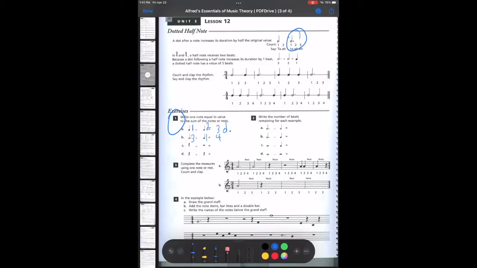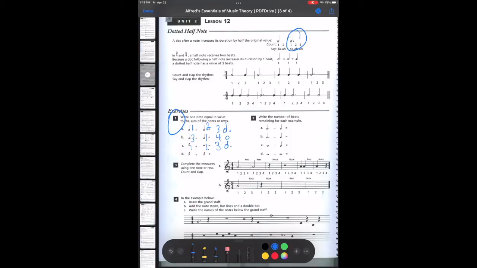Let's see. Continue on. This rest gets 1 beat. This rest gets 2 beats. 1 plus 2 equals 3. Oh yeah, you write it in, I forgot. That should be a whole note. This one should be, you can do dotted half note for that.